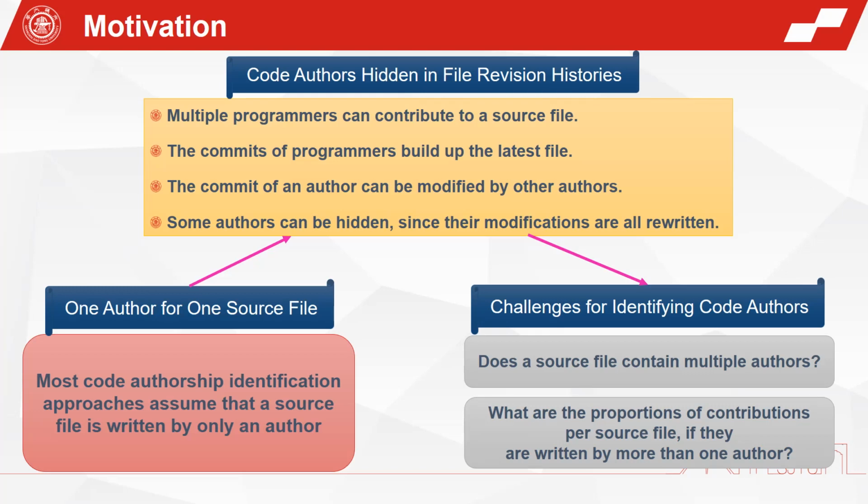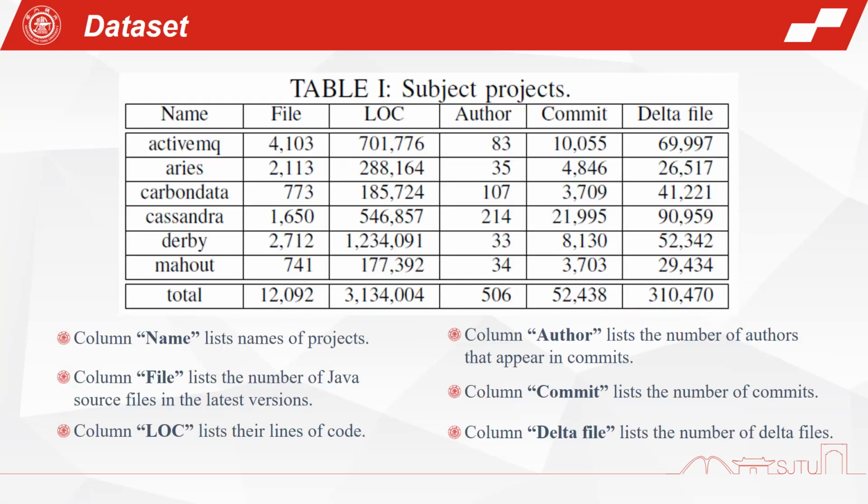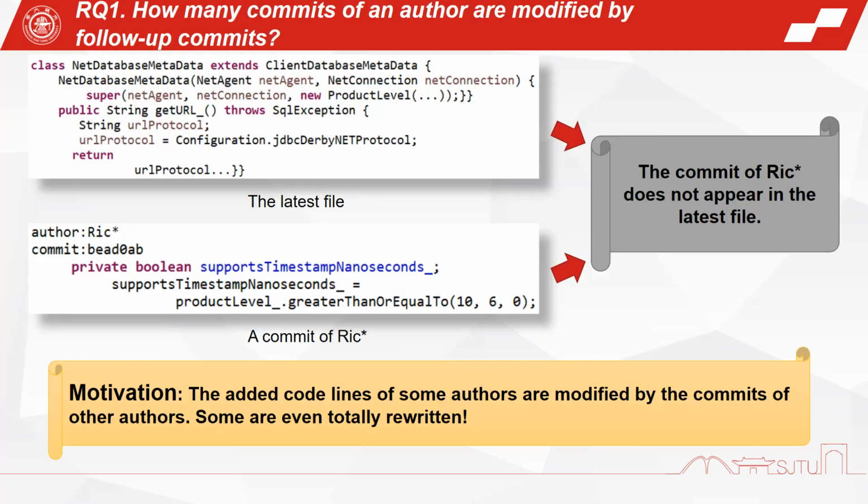To deepen the understanding of code authorship, we conducted the first empirical study on code authors. To assist our study, we implemented a tool called Coda. Table 1 shows the dataset. With Coda, we analyzed the 12,092 source files that were written by 506 programmers. In this empirical study, we explore the following research questions.